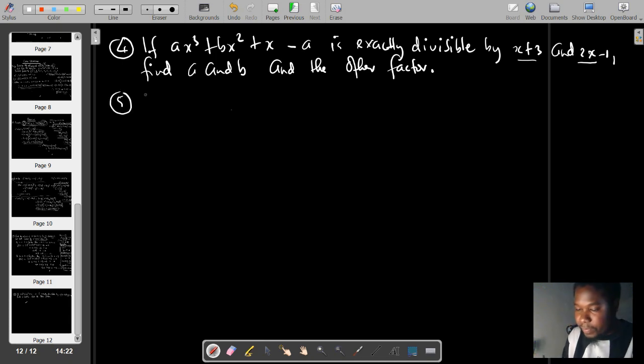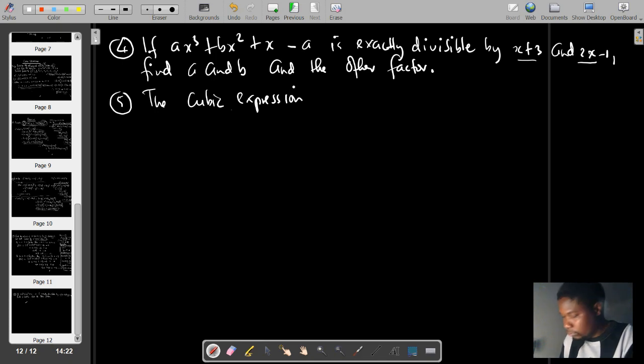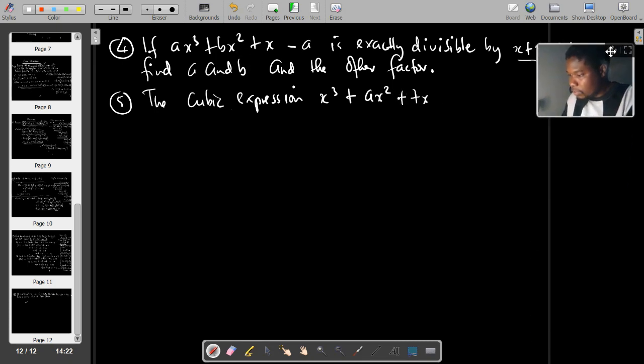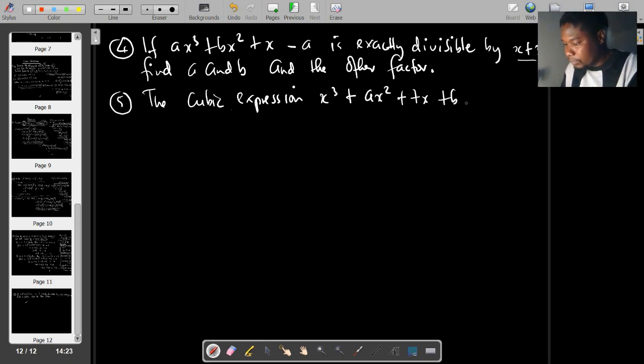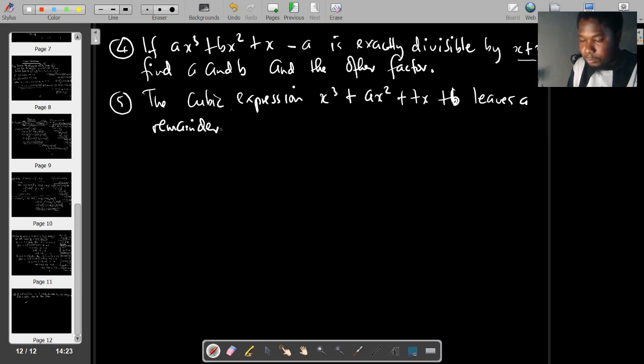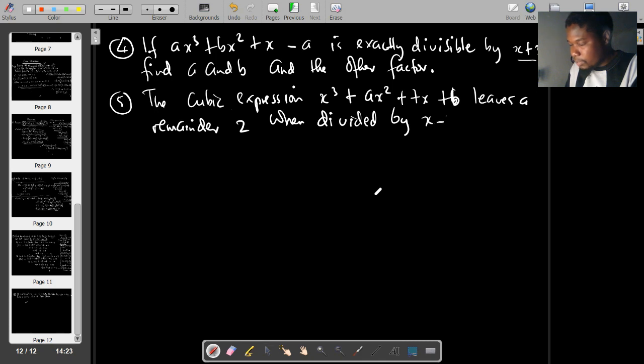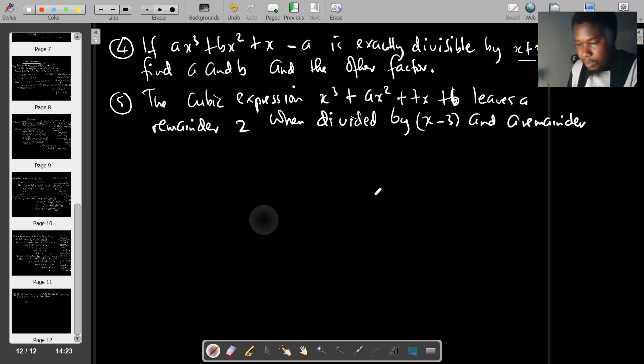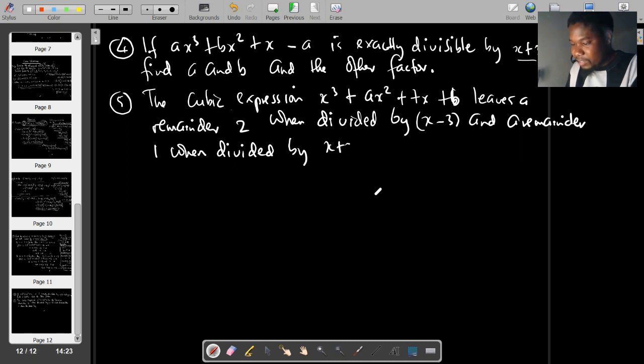So number 5 that I want you to do is that the cubic expression x to the power 3 plus ax to the power 2 plus 7x plus b leaves a remainder 2 when divided by x minus 3 and a remainder 1 when divided by x plus 2. So find a and b.